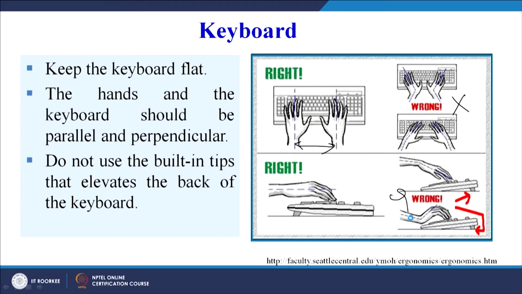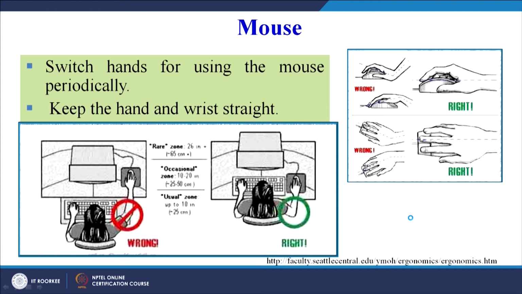Maybe in some of the systems we see that, but then there may be some further adjustment which makes the use of such types of keyboards comfortable. So I cannot comment on this particular point, whether they must be there or they must not be there. But if they are there, they have to be designed ergonomically so that the person feels comfortable working for long hours. Then switch hands for using the mouse periodically. Keep the hand and wrist straight. Already this is right, hand and wrist straight.